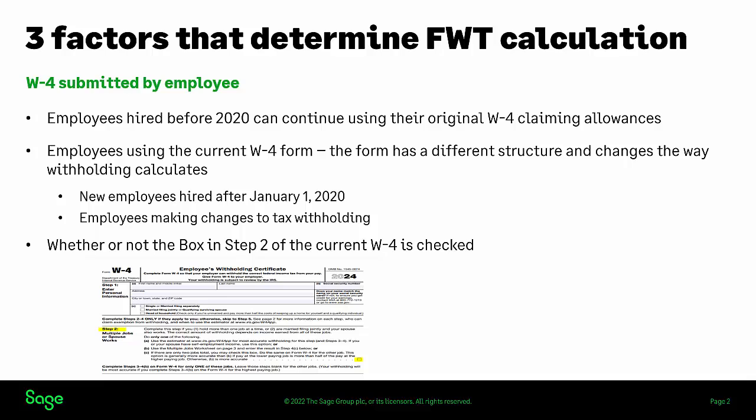Employees that were hired before 2020 filled out a W-4 form claiming allowances. Those employees can continue using that original W-4 form. New employees that are hired after January 1, 2020, or employees that are making changes to tax withholding, use the current W-4 form. This form has a different structure and changes the way that withholding calculates. And the next factor would be whether or not the box in step 2 of the current W-4 is checked.